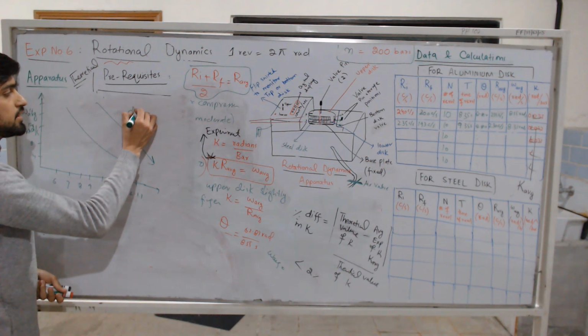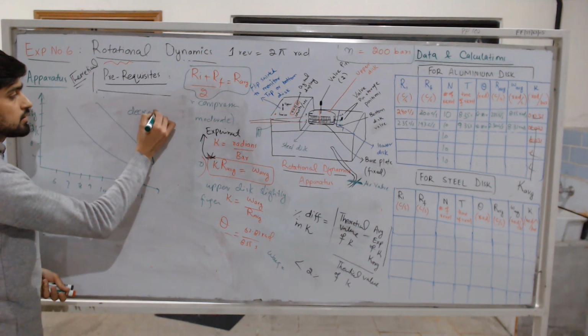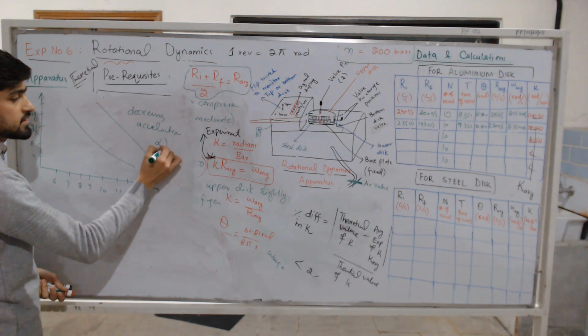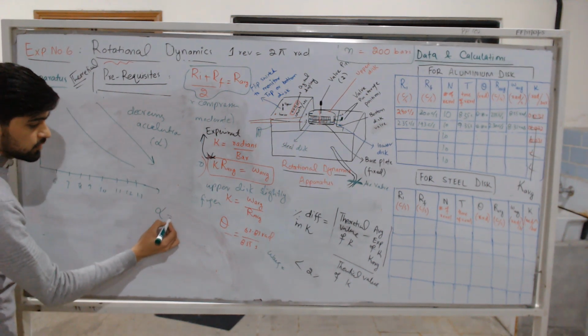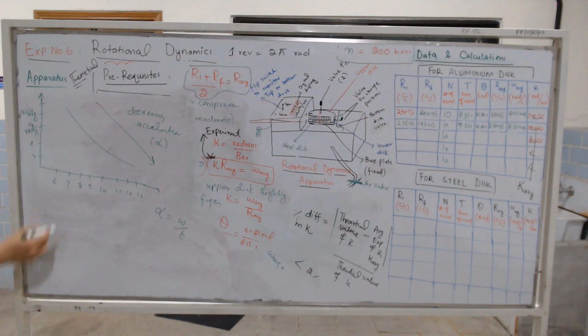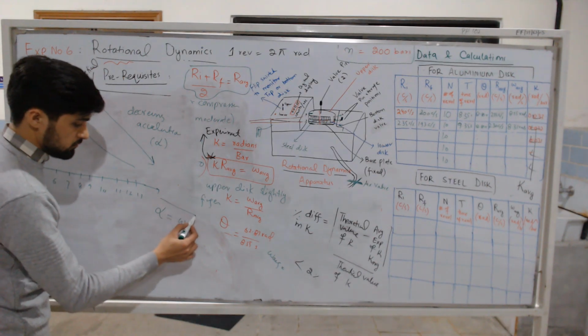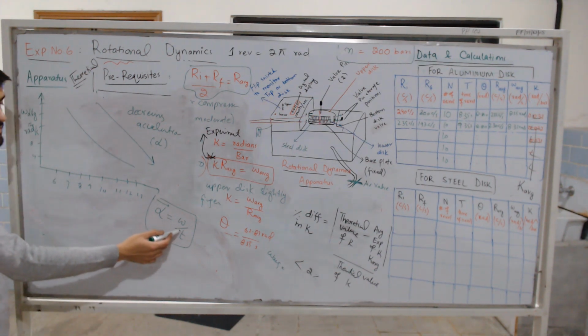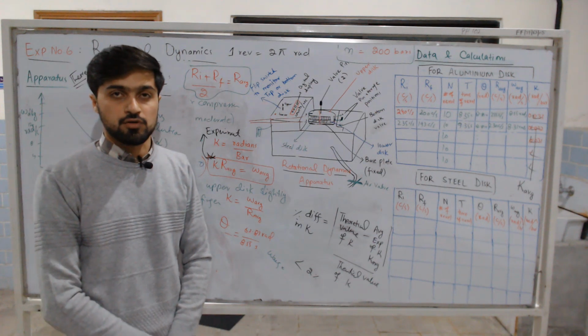This is a decreasing acceleration. This is actually a decreasing angular acceleration, and angular acceleration is omega by t. If you calculate the slope of this curve, you will come to know that the slope of the curve is actually the angular acceleration. Angular acceleration is the time rate of change of the angular velocity.